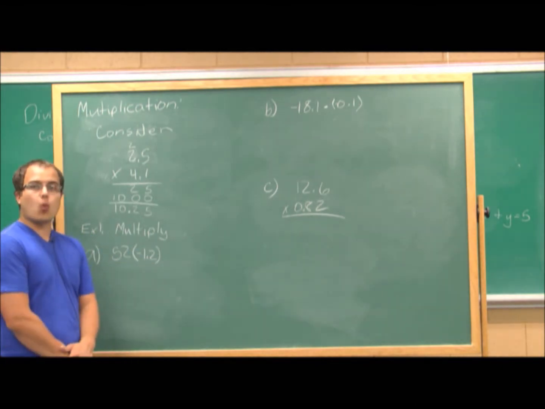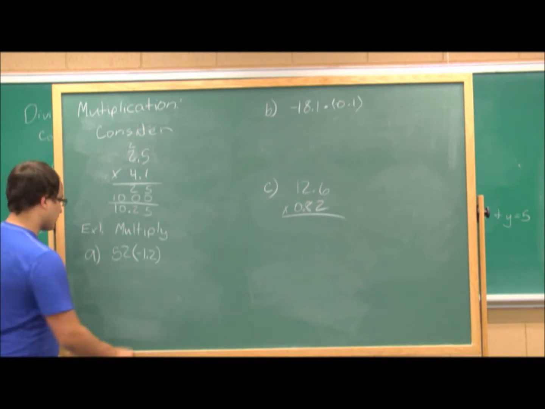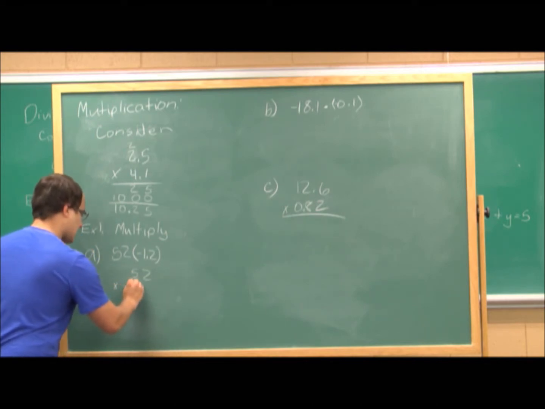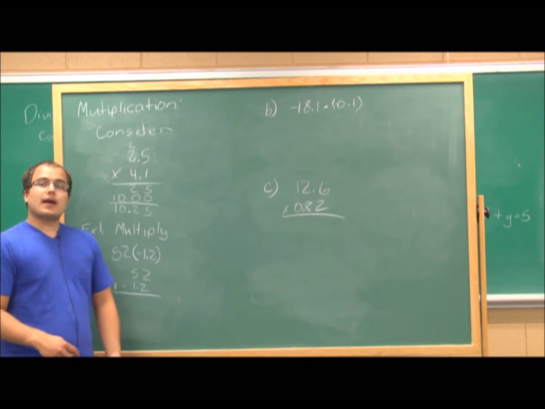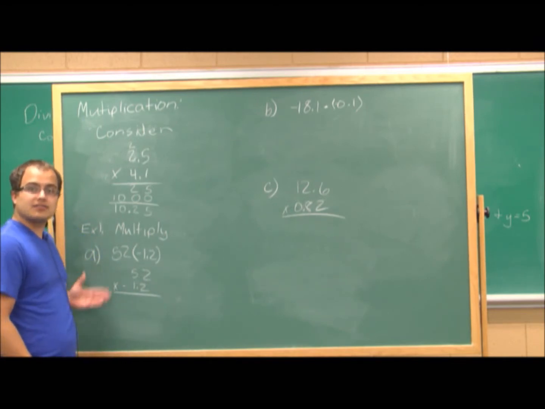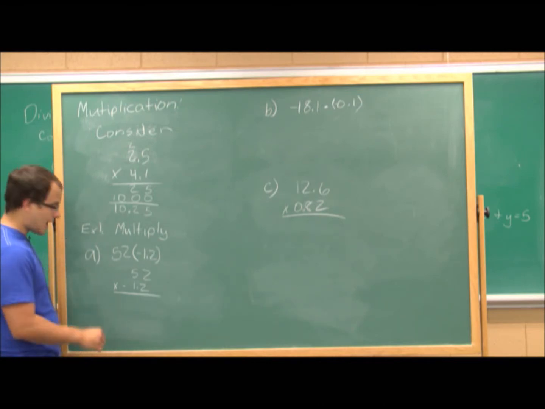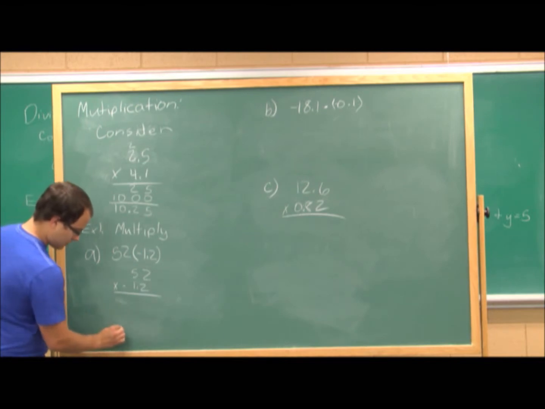52 times negative 1.2. When I'm multiplying, I do like to have them vertically, so I'm going to rewrite it. 52 times negative 1.2. Now I'm going to think of my multiplication rules. A positive times a negative gives me a negative. So since my answer is going to be negative, I'm just going to write it down now so I don't forget. Actually down here.